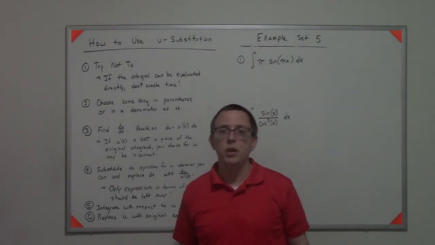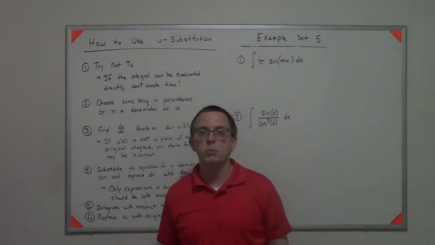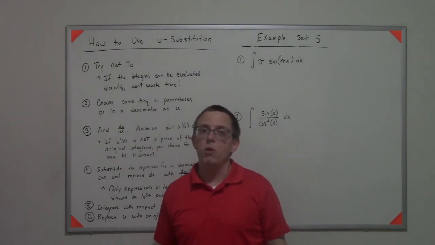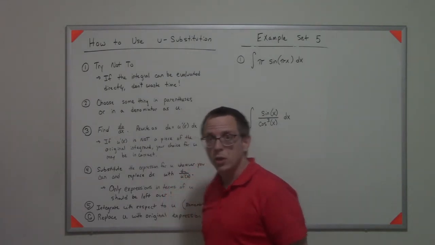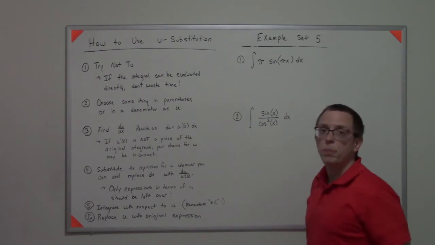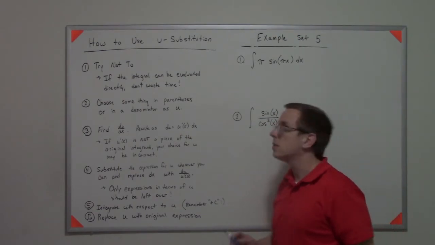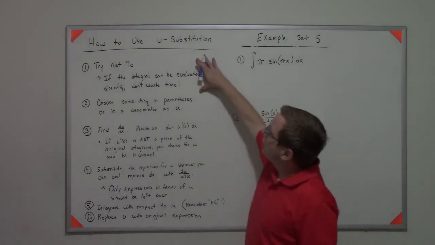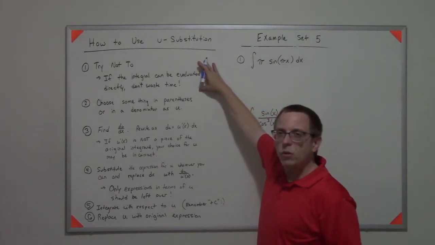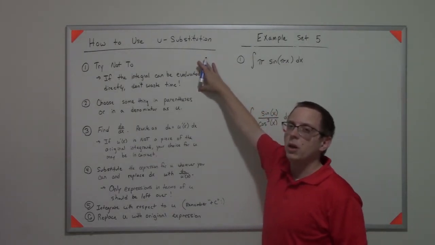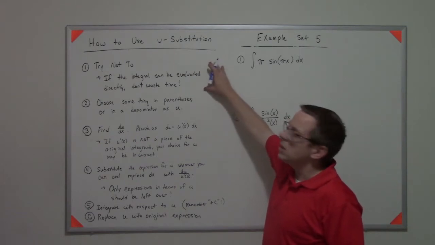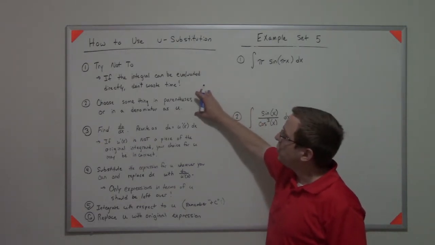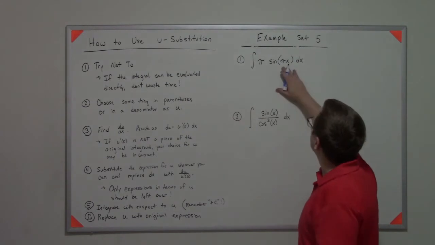Let's do some indefinite integrals with substitution, this time involving trigonometric functions. So for our first one, we have pi times sine of pi x dx. Okay, well, we could integrate directly if we really knew what we were doing, but let's not. Let's choose something.